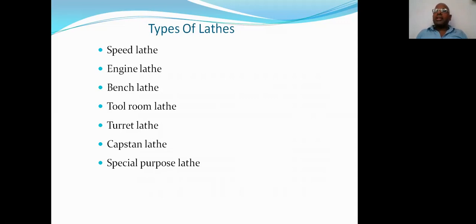The special purpose lathe comes under the classification of use, or usage, or application. Next, one more lathe is the automatic lathe. This automatic lathe is classified under construction, under design. With particular designs, this automatic lathe is designed.